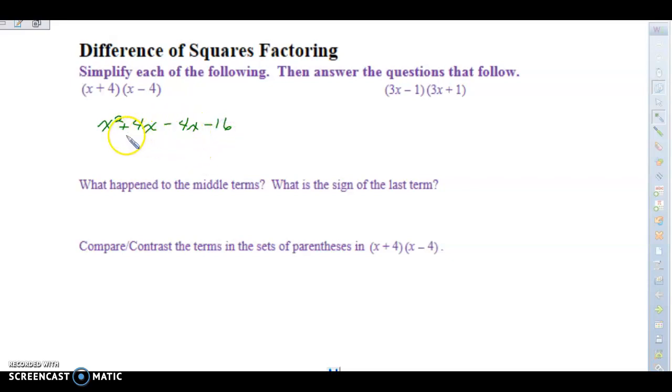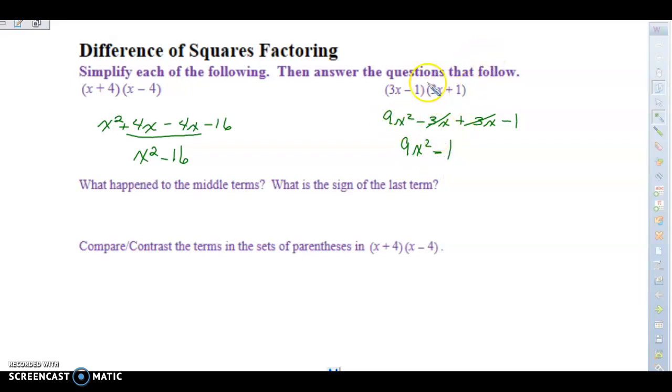And if you were to look at these two, you'll see that they are the opposite of each other, so they cancel each other out. And you get x squared minus 16. When you take a look at this one, 3x times 3x is 9x squared, minus 3x plus 3x minus 1. These again would cancel each other out. You get 9x squared minus 1.